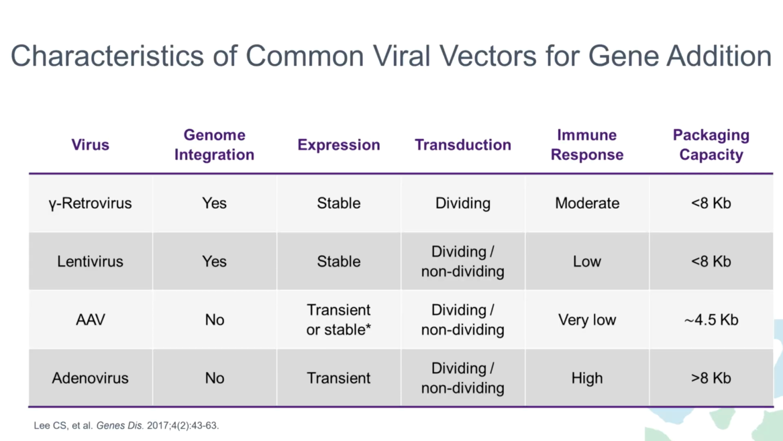For the integrating vectors, there is always a concern about where they will integrate. That's what was used in the older ways with the gamma retroviruses used in the SCID patients, because the retroviruses integrate, and that can sometimes be random. This is comparing the different viruses.